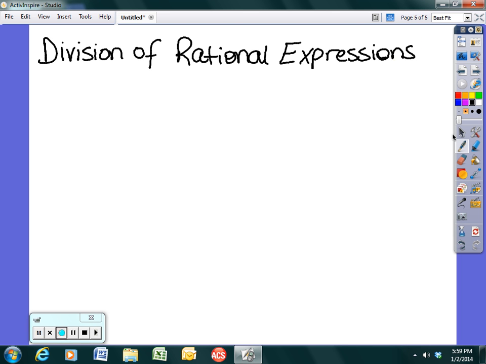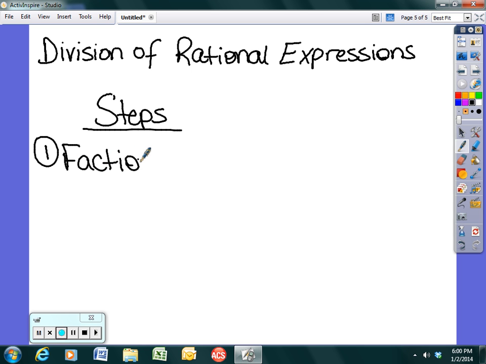Because these problems are written in fraction form, we need to keep in mind our fraction rules when we're dealing with the division of these rational expressions. As I said previously, we're going to follow the same steps that we did when we multiplied. Step 1, factor each trinomial pair into binomial pairs.